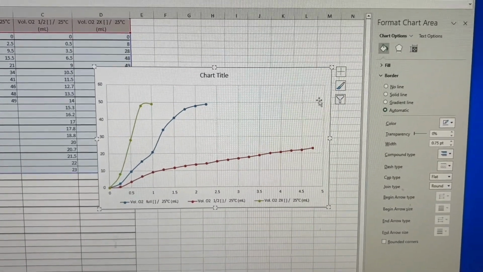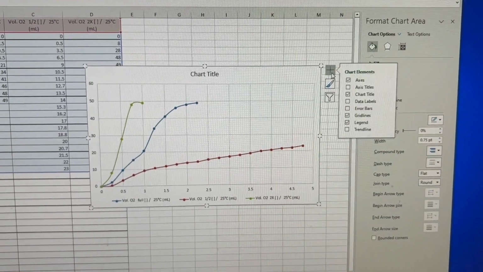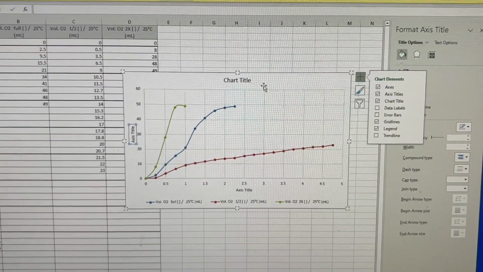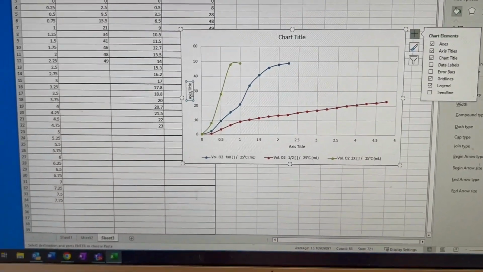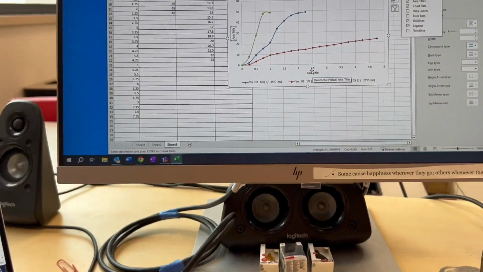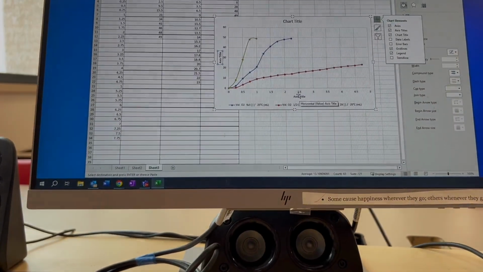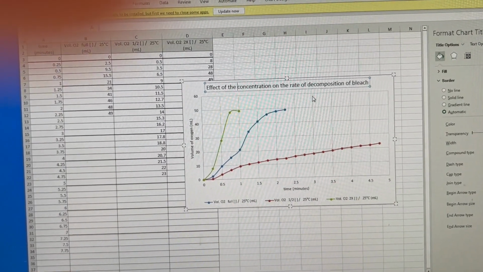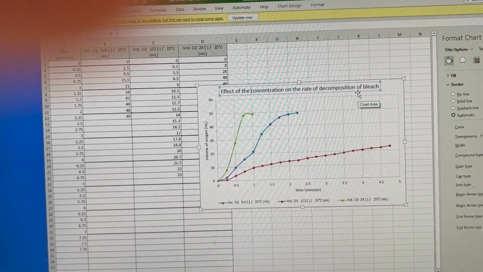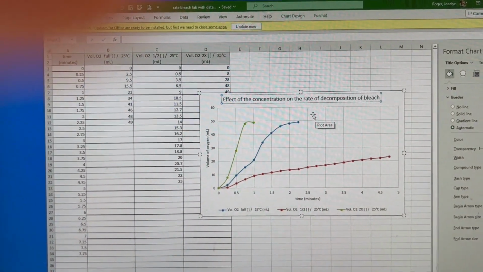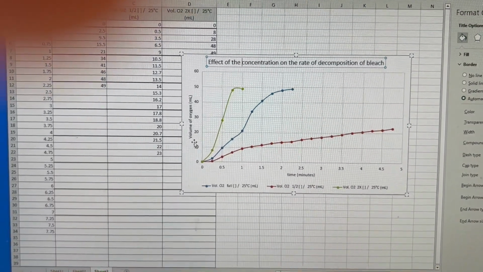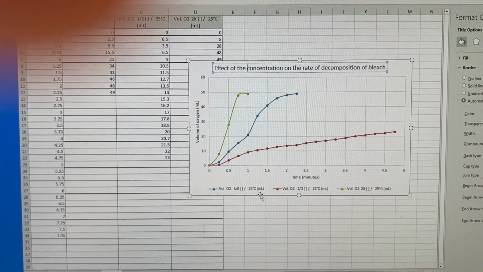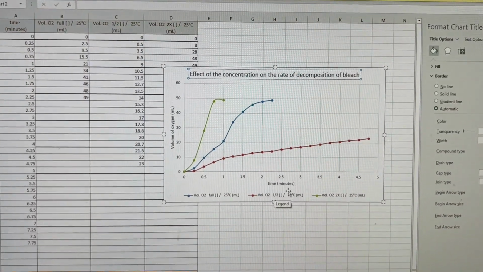Now we're going to click this little plus sign over here to add axis titles. We're going to give our graph a proper title and label each axis with their units. So the graph is the effect of concentration on the rate of decomposition of bleach. Our axes are labeled: the volume of oxygen in milliliters, including the unit, and the time in minutes.